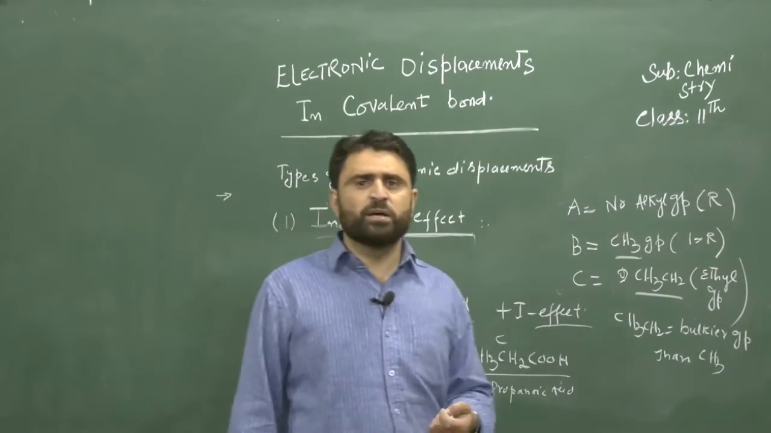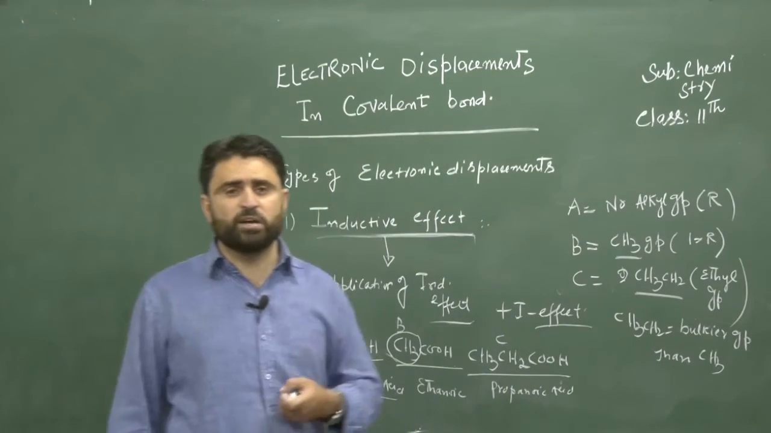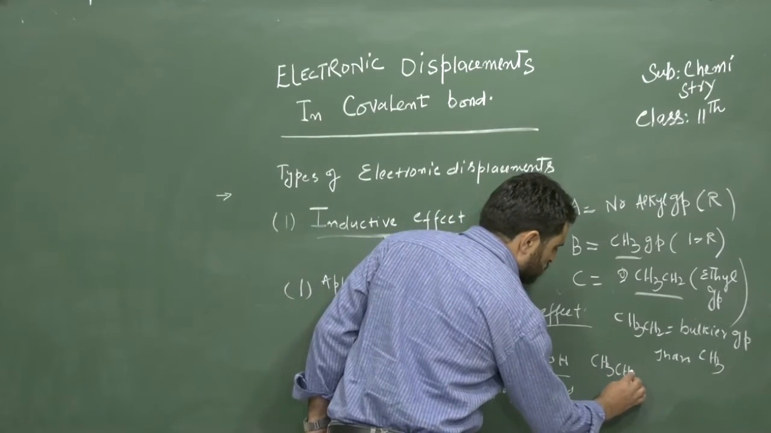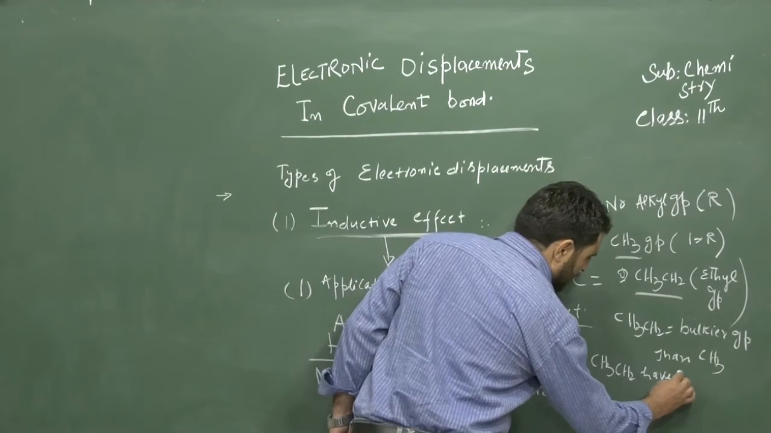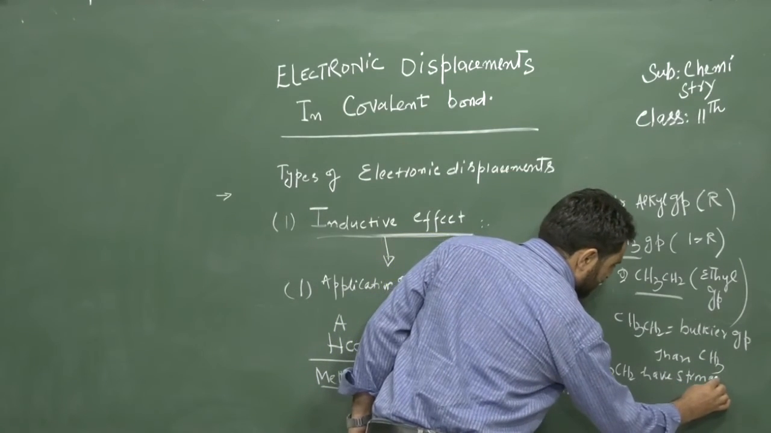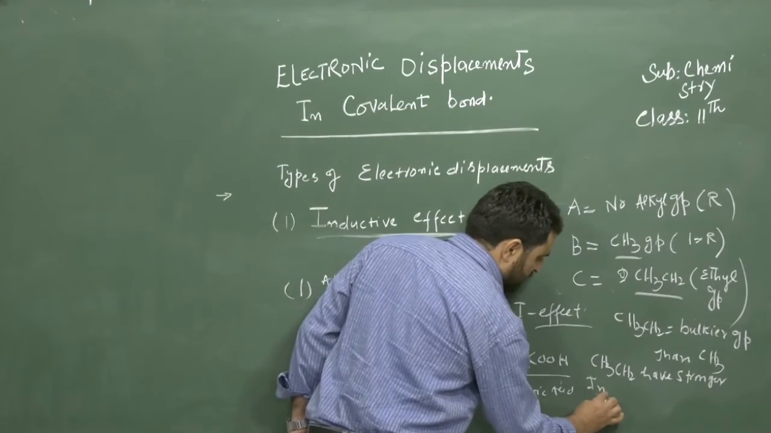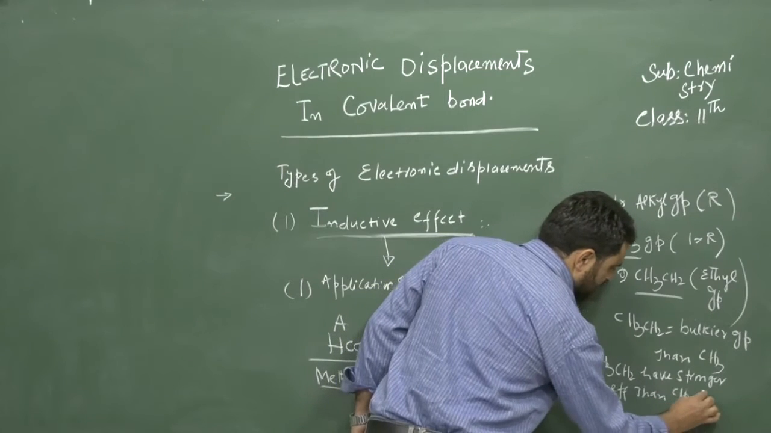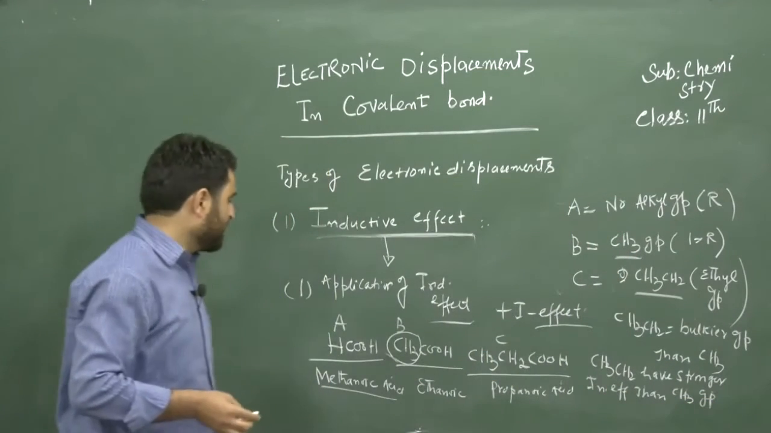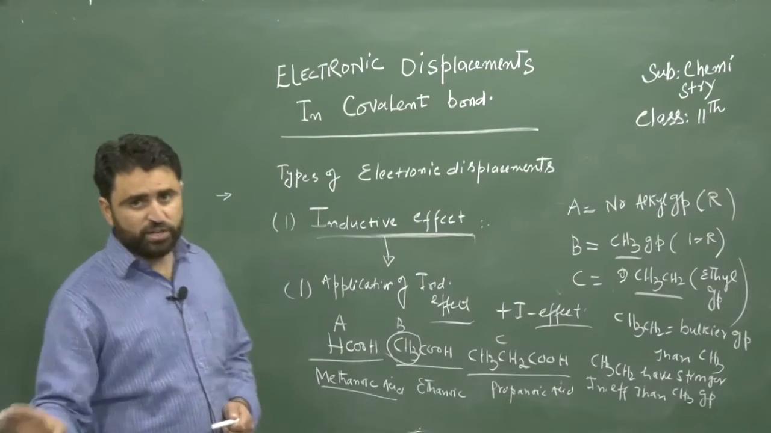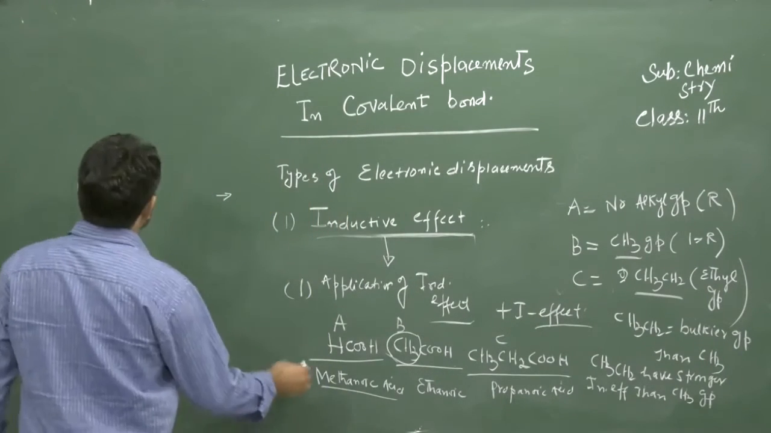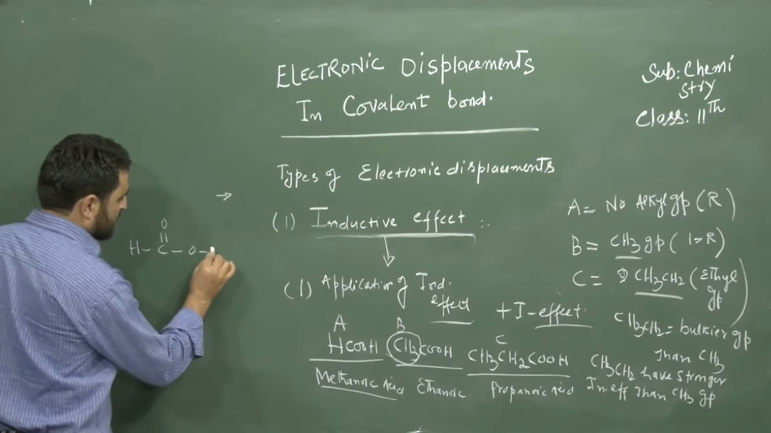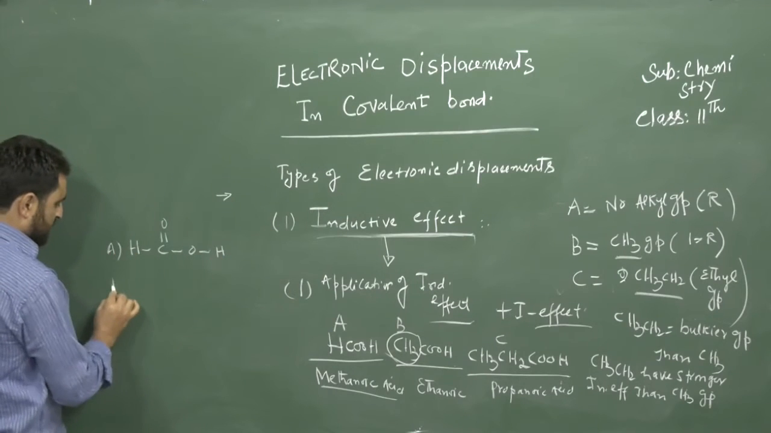I have written that all alkyl groups have plus I effect. This plus I effect has one application: it decides whether the acid is strong or weaker. So one application of this plus I effect is the application of the inductive effect, which I will write.